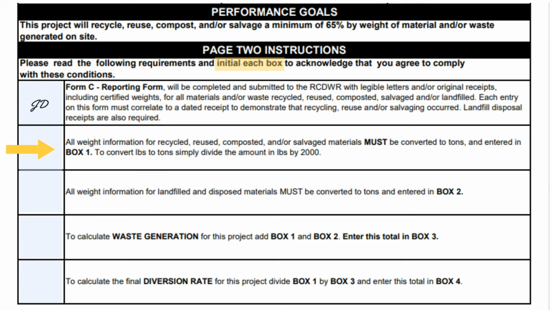The second condition states that all recorded weight of the material that was recycled, reused, composted, and/or salvaged must be converted to tons and entered in Box 1. You can convert pounds to tons by dividing the amount in pounds by 2,000. Similarly, the third condition states that all recorded weight of the material that was landfilled must be converted to tons and entered in Box 2. The fourth condition asks you to calculate the sum of the total waste generated by adding the weight in Box 1 and Box 2. The sum should be entered in Box 3. The final condition asks you to calculate the waste diversion rate by dividing the total in Box 1 by the total in Box 3. The result should be entered in Box 4.